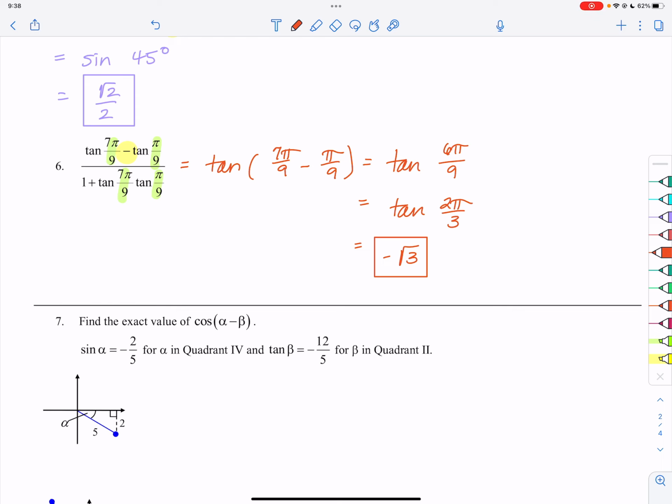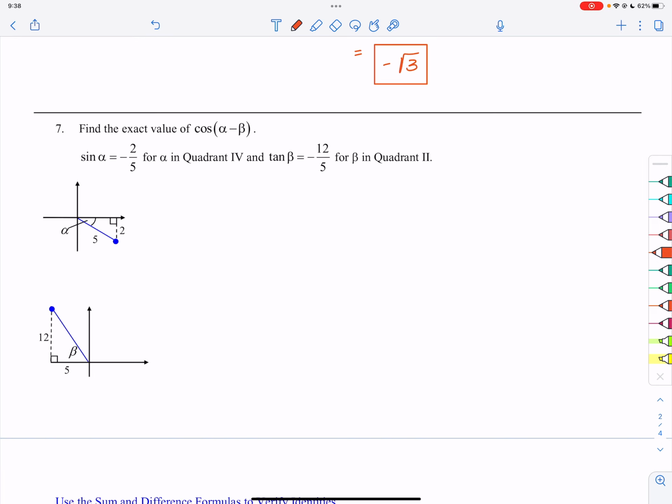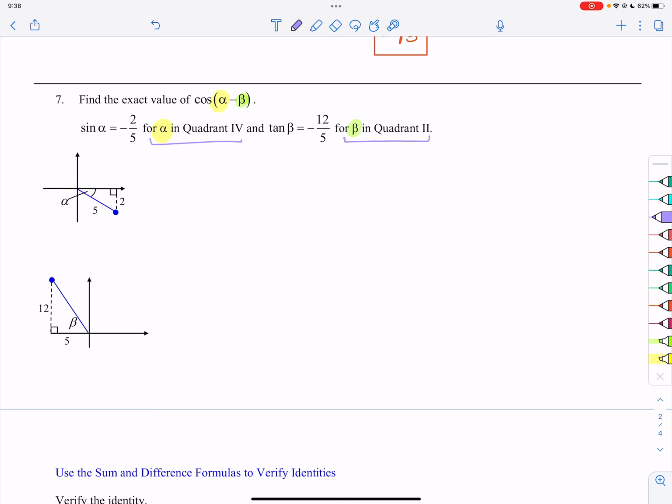Okay, let's take a look at number 7. Find the exact value of the cosine of alpha minus beta. Okay, so we have alpha, and alpha is in quadrant 4, and then we have beta, and beta is in quadrant 2. Okay, so as you can see, both of those are shown here. There's alpha and there's beta.